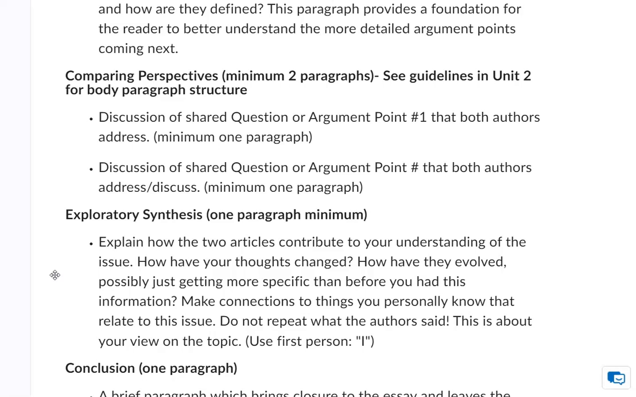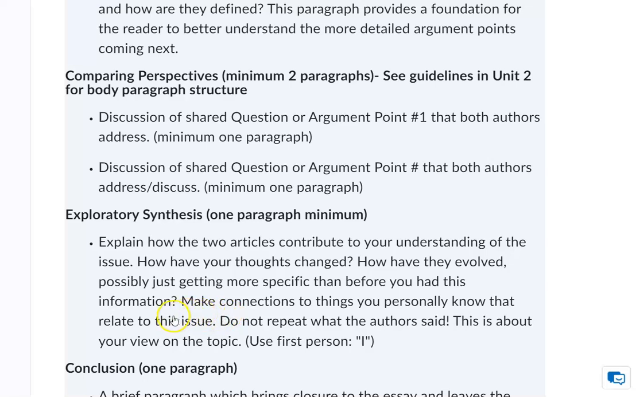And it doesn't necessarily have to be change as in you've changed to the other side of the issue, but it could just be your thoughts have evolved and now you're understanding this issue at a much deeper level, which is part of the point of this. So how have the articles influenced your thinking?